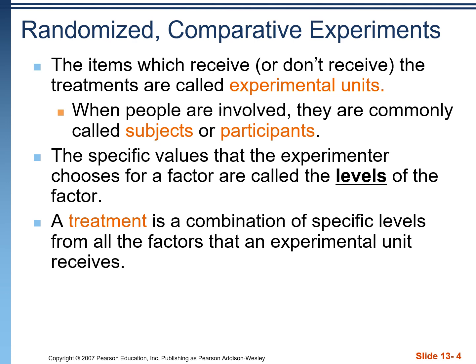A factor usually has a number of different values it can take on. These are called the levels of the factor. And a treatment is just a combination of all the different levels from all factors within the experiment.